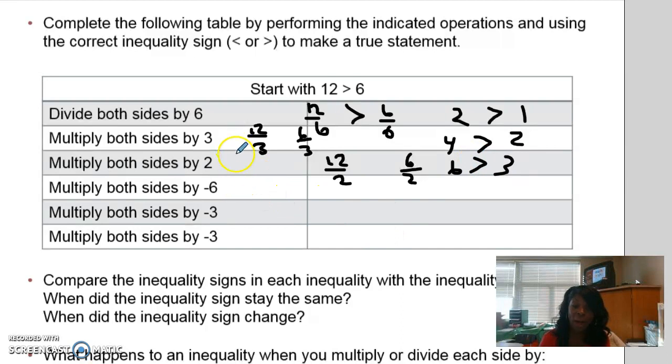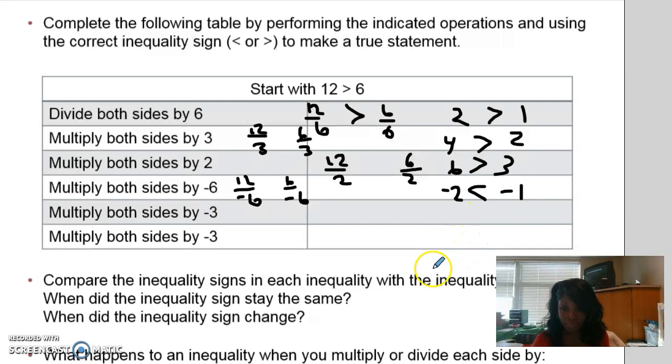Now, let's switch our integers to negative. 12 divided by negative 6. And then let's do 6 divided by negative 6. And 12 divided by negative 6 is negative 2. 6 divided by negative 6 is negative 1. Is negative 2, in fact, greater than negative 1? We know that negative 2 is less than, it's to the left of negative 1.